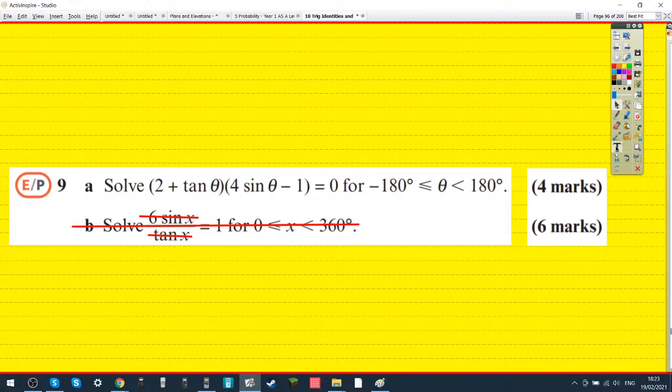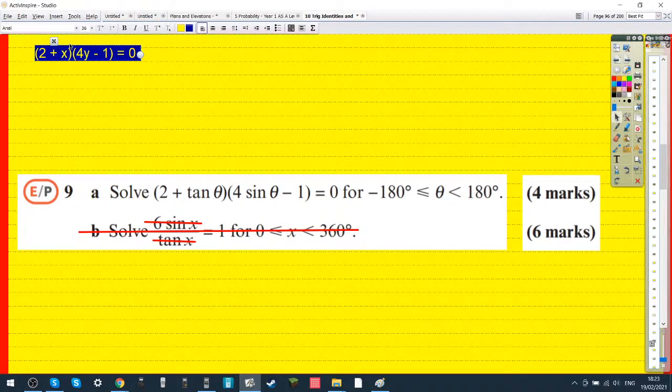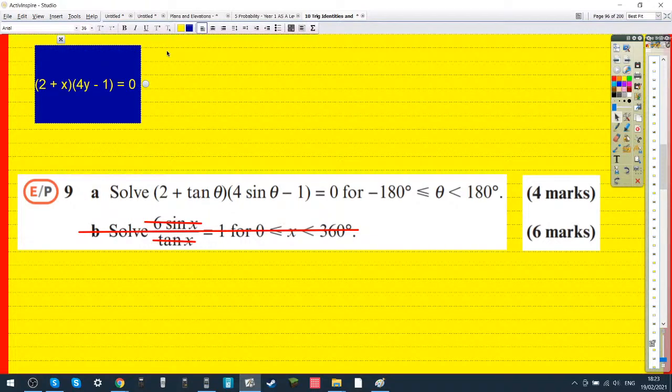Let's do a teaching question. (2 plus x)(4y minus 1) equals 0. Okay, solve. And you're gonna make me work even harder. (x plus 3)(x minus 2) equals 0. Let's solve it.